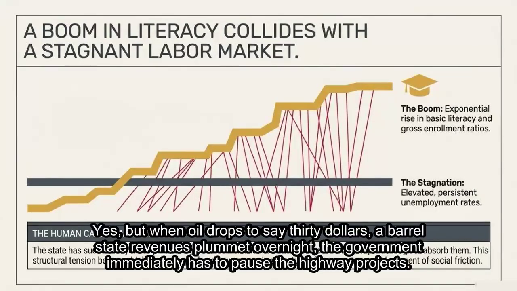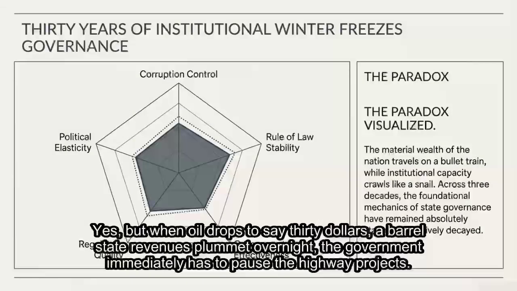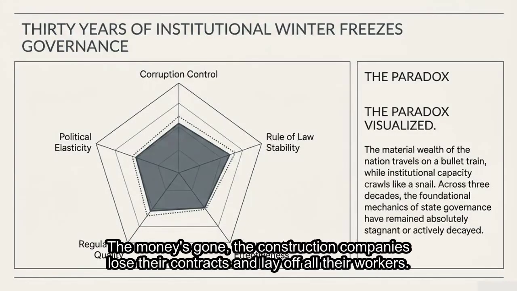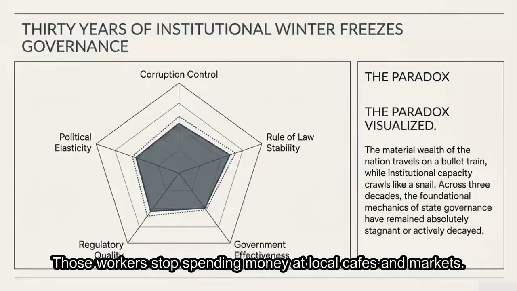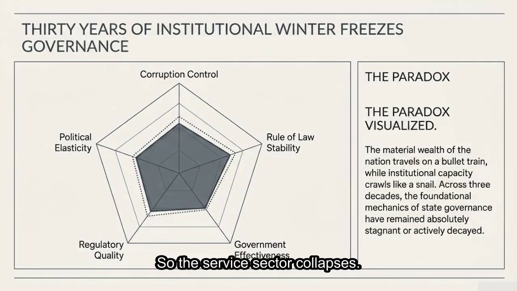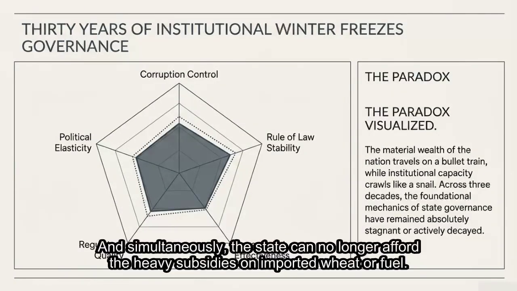Yes. But when oil drops to, say, $30 a barrel, state revenues plummet overnight. The government immediately has to pause the highway projects. The money's gone. The construction companies lose their contracts and lay off all their workers. Those workers stop spending money at local cafes and markets, so the service sector collapses. It's a domino effect.